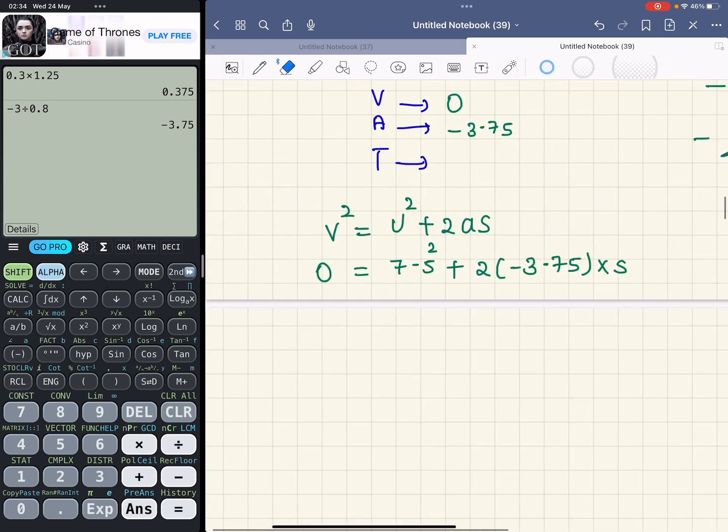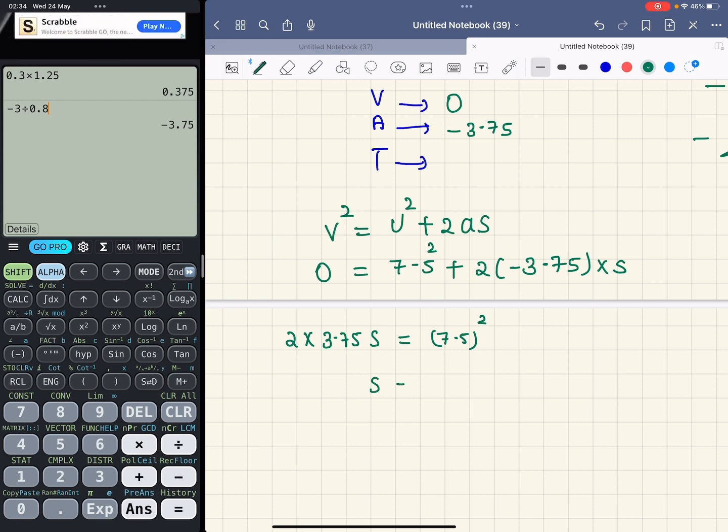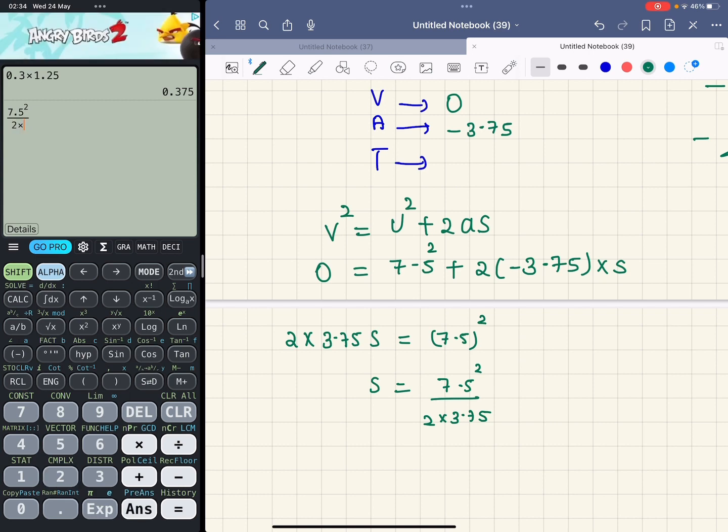And here, I'm going to bring that to the other side. 2 times 3.75, s is equal to 7.5 squared. So s is equal to 7.5 squared over 2 times 3.75. So here, 7.5 squared divided by 2 times 3.75, which is 7.5 meters.